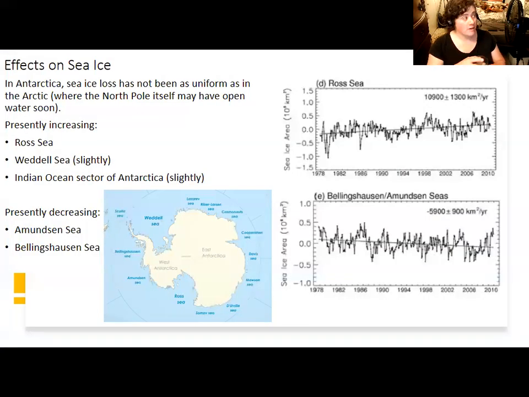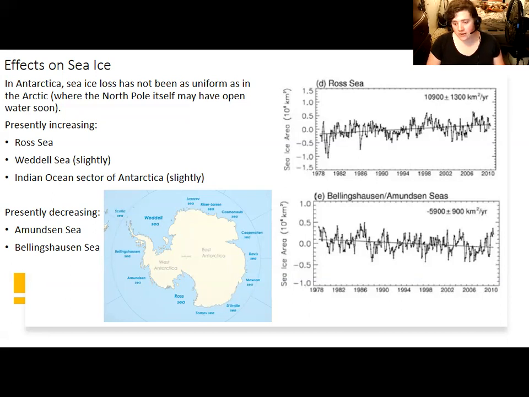Now, I talked about sea ice. In Antarctica, the effects of global warming on sea ice have not been quite as uniform as in the Arctic. In the Arctic, sea ice is just vanishing. It's disappearing rapidly across the ocean, and there's a good chance the North Pole will have open water within my lifetime, which is weird to think about.